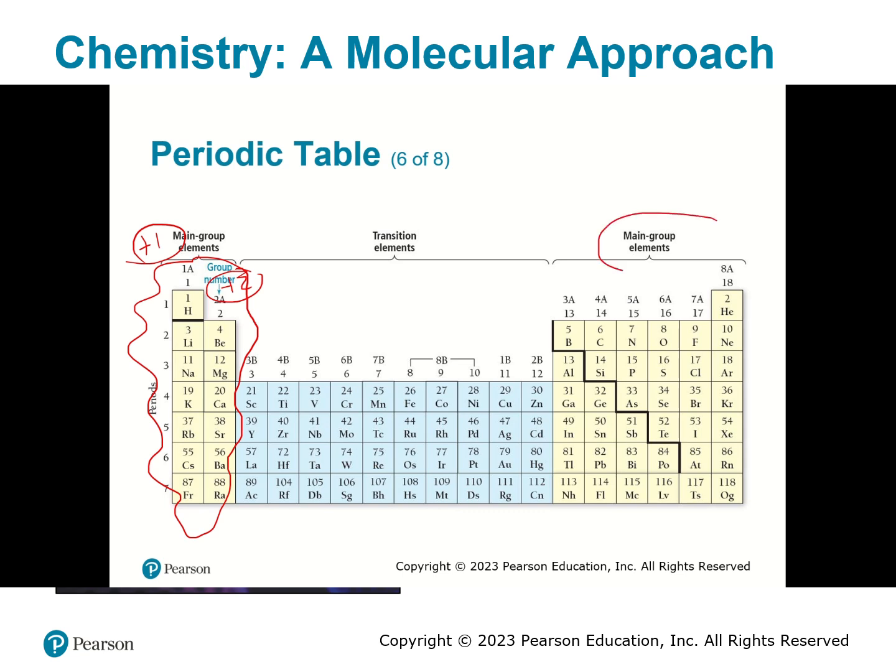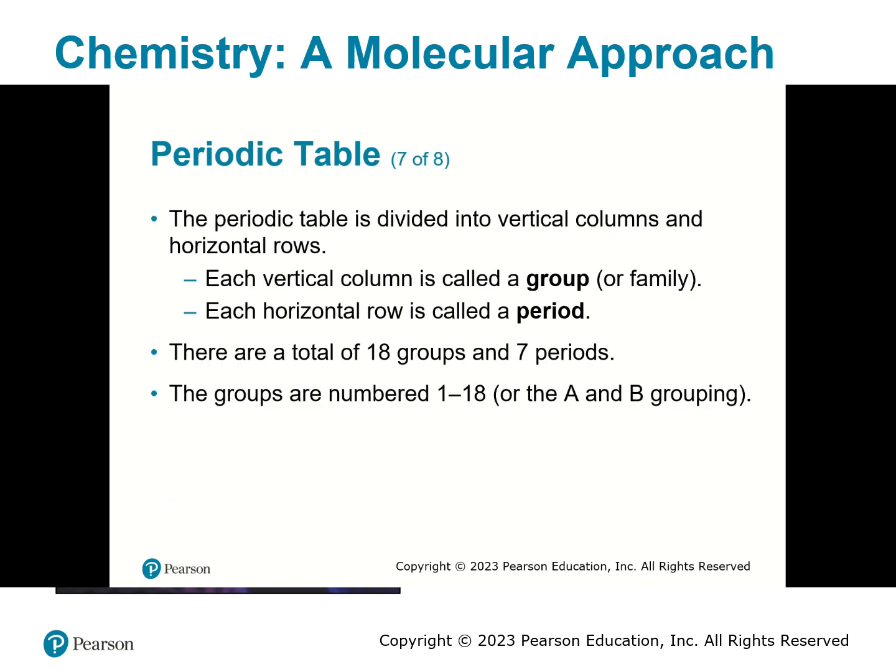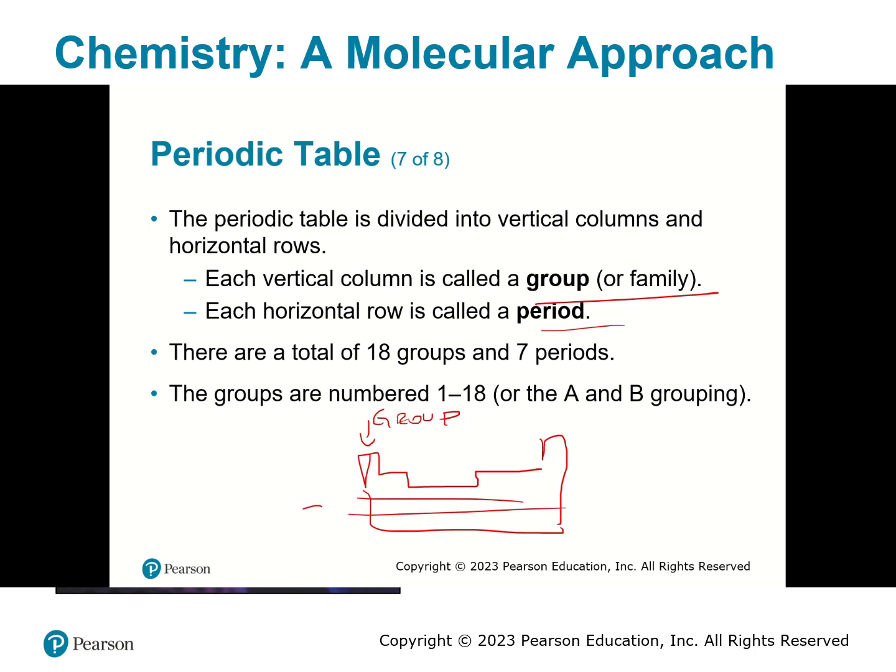And here we have the main groups on the side containing metalloids and also non-metals and some metals over here. They have fixed charges and they are more predictable. Each vertical column is called a group or family, and each horizontal row is called a period. So if you have your periodic table over here, we're going to have the groups as the vertical columns and the periods as the horizontal rows.